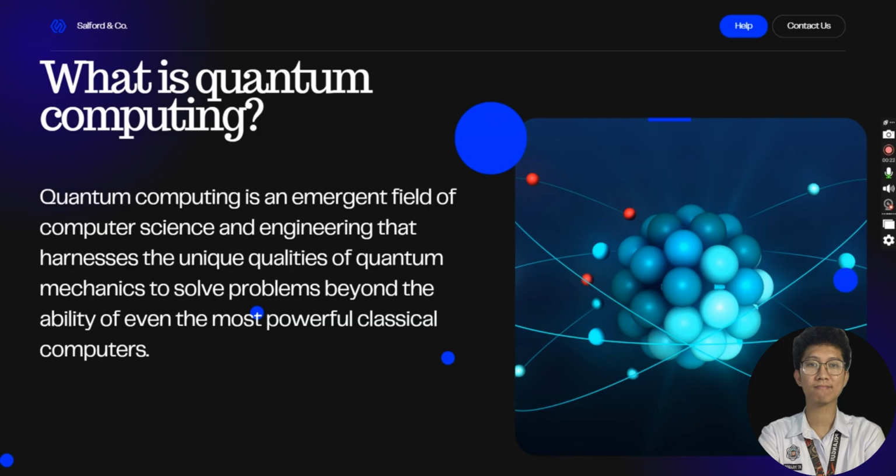Basically, try to imagine solving a puzzle with billions of pieces. If you're going to do it manually or using a classical computer, step by step, it will be too hard or too time consuming. By using a quantum computer, we can look at many possibilities at once thanks to the strange rules of quantum mechanics. This ability could revolutionize fields like medicine, finance, and artificial intelligence by solving problems that are practically impossible for today's machines. So as you can see here, it's an emerging field of computer science and engineering that harnesses unique qualities.